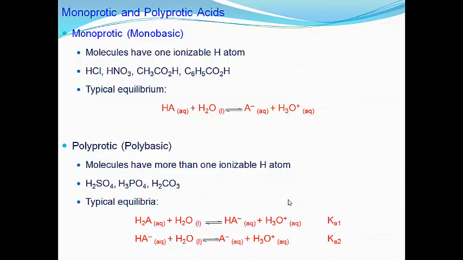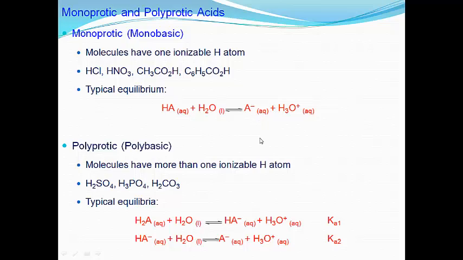Now we're going to turn our attention to the second part of our lecture, and that is monoprotic and polyprotic acids. Monoprotic or monobasic acids, as they are described, are molecules that have one ionizable proton. And we're familiar with those. For example, HCl, nitric acid, ethanoic acid, benzoic acid, and so on are examples of monoprotic acids. They have only one proton to ionize in water. So here's a typical equilibrium that we're familiar with.